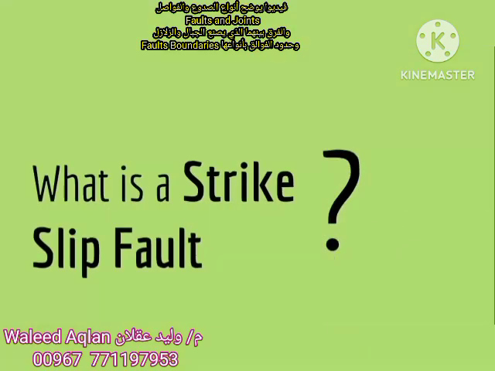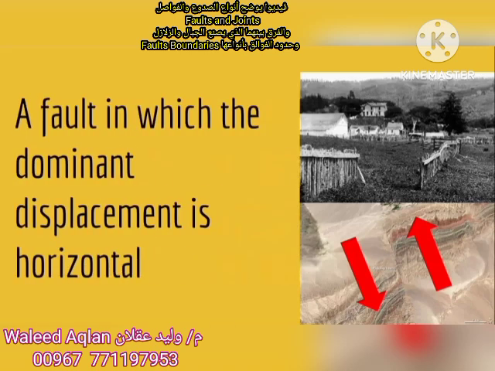So now let's look at strike slip faults. Well, what is a strike slip fault? Well, strike slip faults are faults in which the dominant displacement is horizontal. So as you can see in this aerial photo, we had these beds, but these beds had a fault in between and they moved horizontally. If you stand right here, this part went left while this part went right. So if you stand right here, this part displaced to the left while this part displaced to the right.